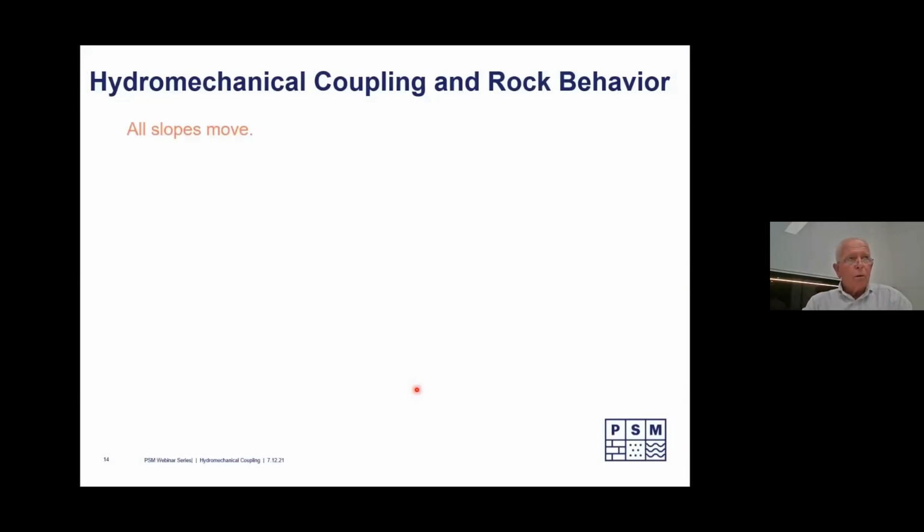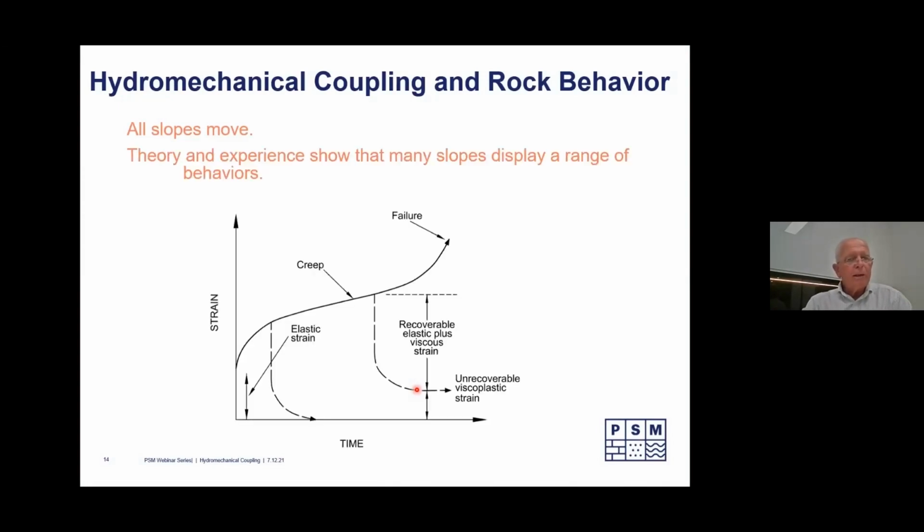As I said at the start, all slopes move, and they display a range of behaviours. This simple little strain-time model shows how we have an elastic strain on first excavation, then that settles down over time. It can go into this next phase, which is creep of the rock mass over time, and then it can continue out of that into failure. Not all slopes follow that whole process. Some stop at elastic, some stop here and then never move again, but a large number continue on through creep and failure phases.